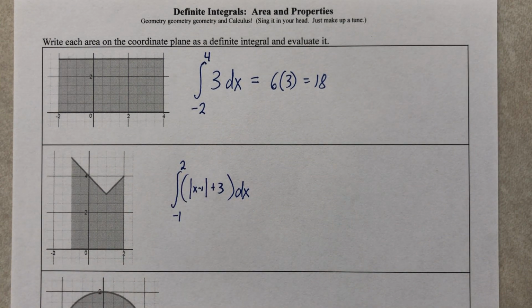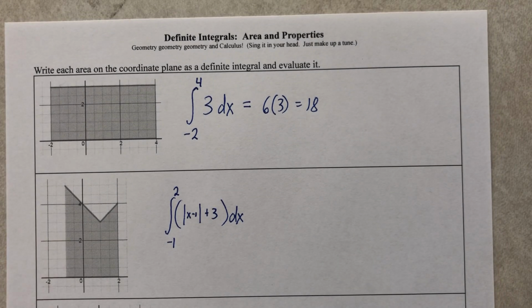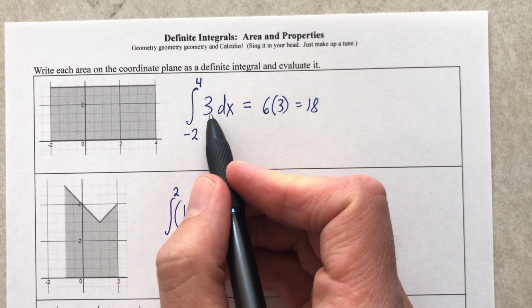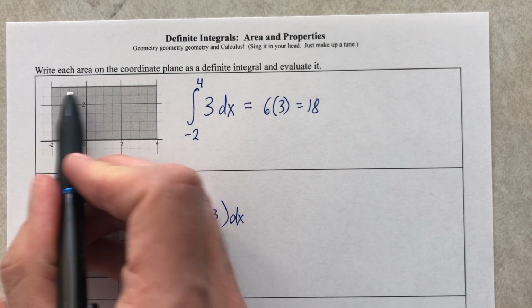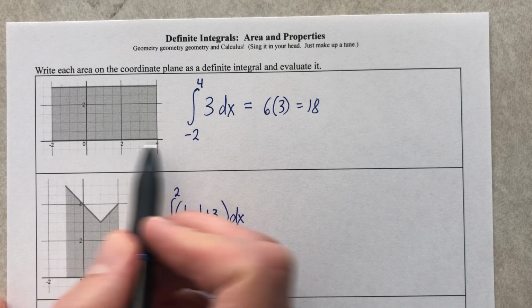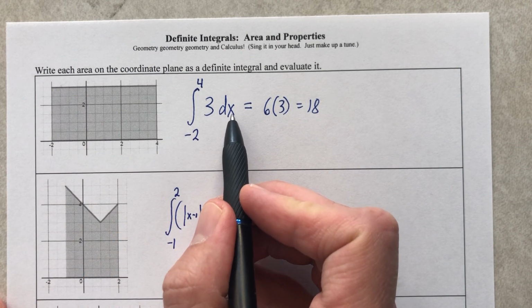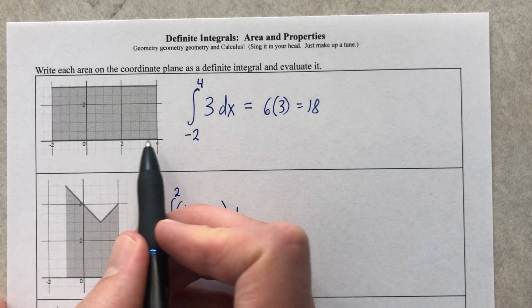I just did a lot of pointing. Let me say all that again with the very first problem. The function is 3, just 3. We are finding the area bound between this function and the x-axis on the interval from -2 to 4.